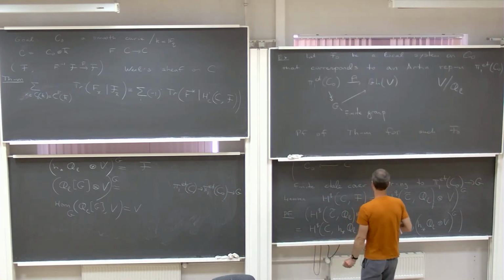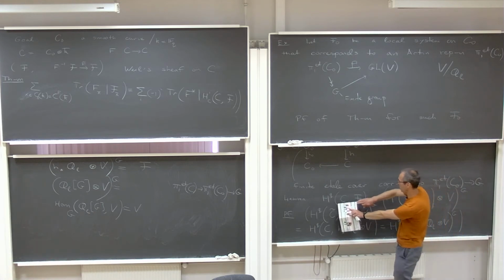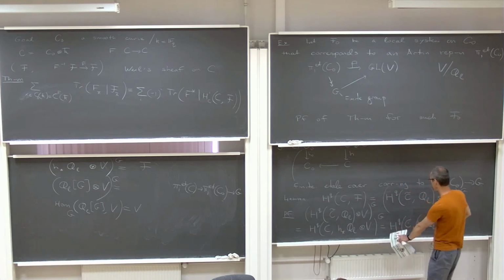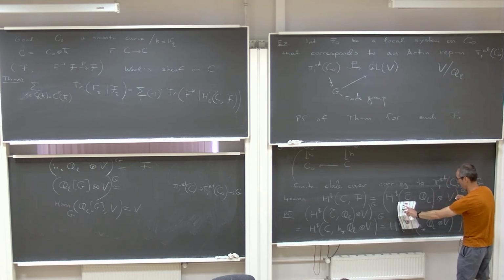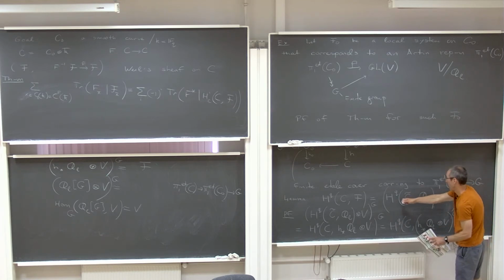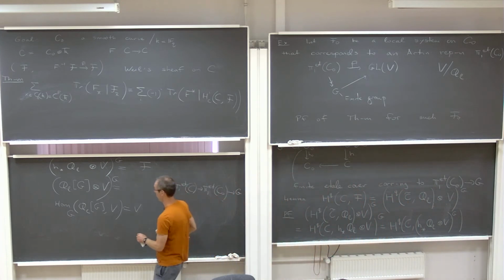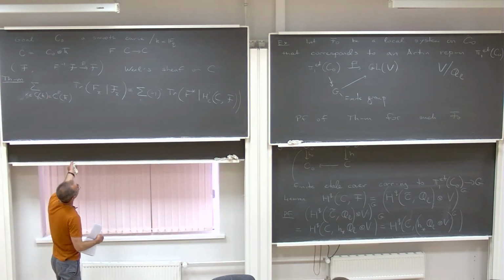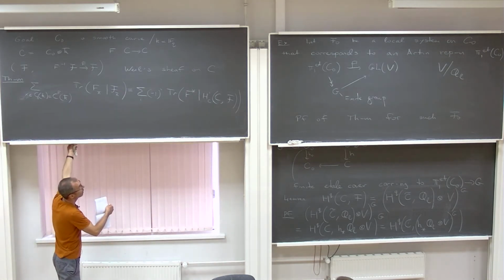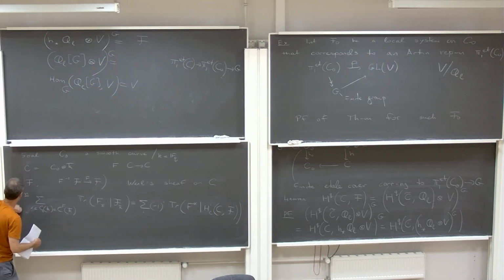Very good. So we realized homology of C with coefficients in a local system as a direct summand in homology of C tilde taken several times. And now we use theory of characters to prove the formula. So let's see.